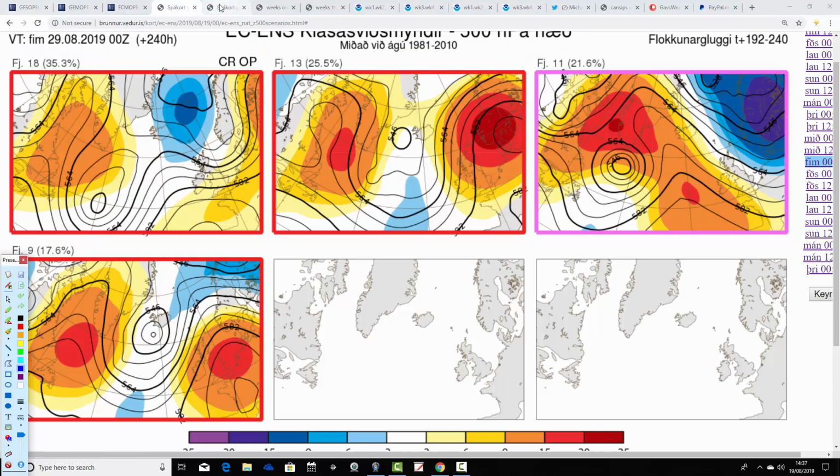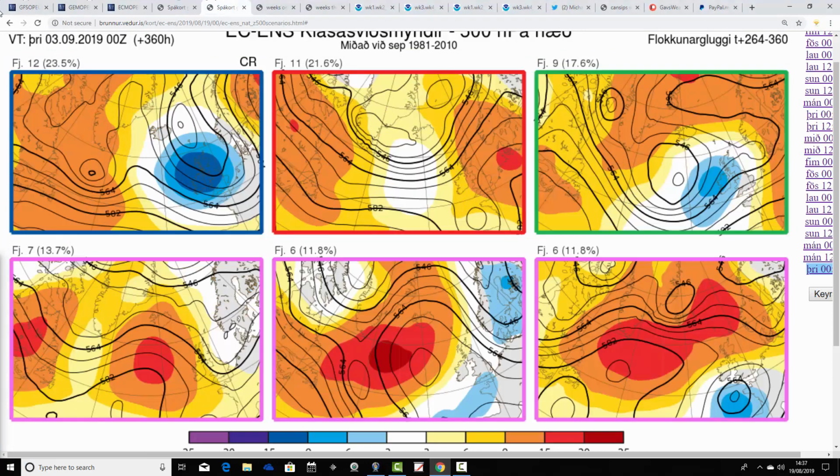We get through to 2 weeks' time, and lots of options on the table. It gets us to the beginning of September, telling us that by early September, really all options are on the table. This is getting us to 3rd of September. So we have 12 members of the ECM ensembles with a trough of low pressure over top of the country during the start of September, and a ridge in the Atlantic going up towards Greenland. That's very cool and unsettled to start September.